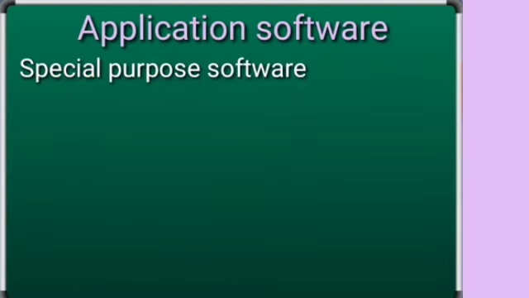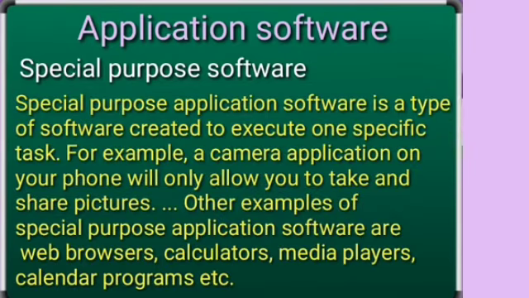Now the second one is the special purpose software, which is specially designed for some specific purpose. For example, any particular app or any particular software which is designed to perform only a particular task is categorized under special purpose application software. For example, the camera app inside your phone is only capable of clicking pictures or sharing pictures, right? A calculator can only do calculation, it cannot write a document or write a novel, or play music. A media player can only play music. So those software which are specifically designed for some specific purpose are categorized under special purpose application software.